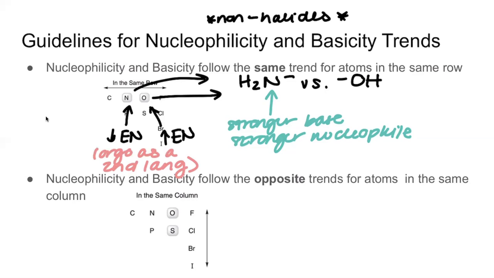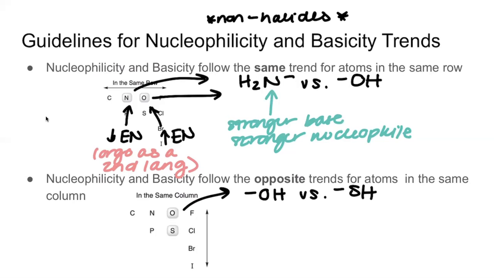So next up, our next trend is going to be that for two atoms in the same column in the periodic table, basicity and nucleophilicity are actually going to follow the opposite trend. So again, let's look at oxygen. Let's do OH minus versus SH minus. And so what tends to be a little bit more relevant here is going to be size.